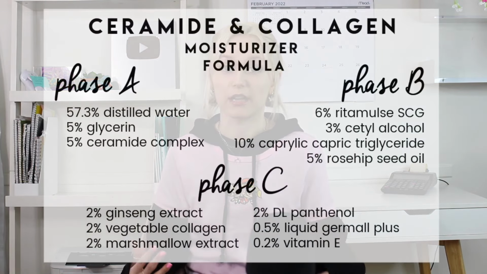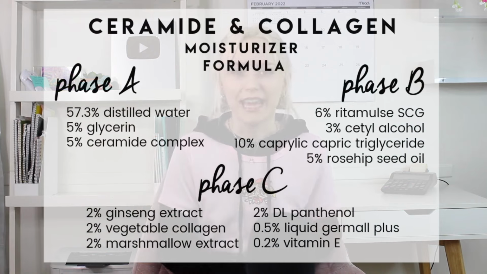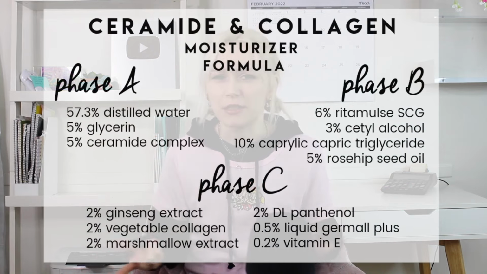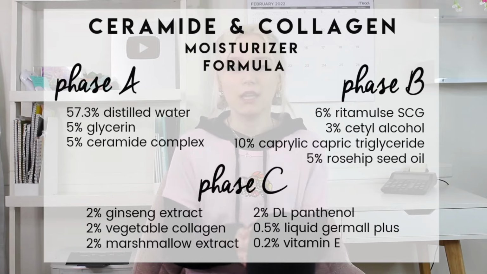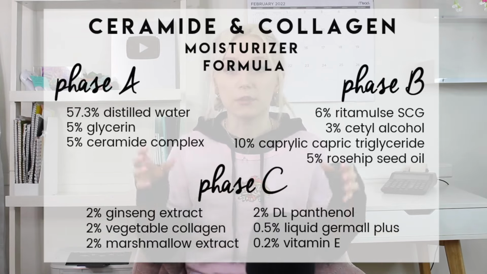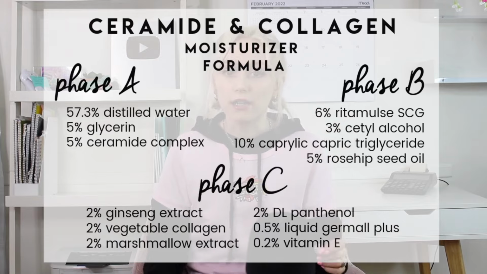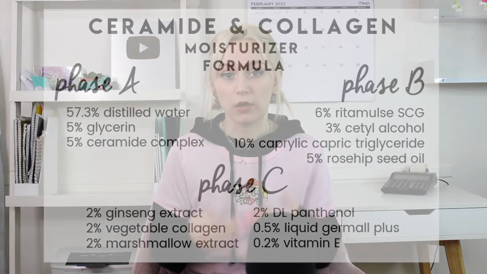Here's an example. This is an emulsion formula. Emulsions are things like hair conditioners, lotions, face lotions, moisturizers, creams. Those are emulsions. And we need to break it up into multiple different phases: the water phase, the oil phase, and the cool down phase.